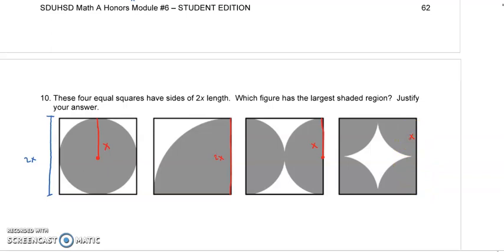So what I'd like you to do is, using your formula, area equals pi r squared, find the area of these 4 circles and then compare and tell me which one has the largest shaded region. Hit pause now and give it a try.